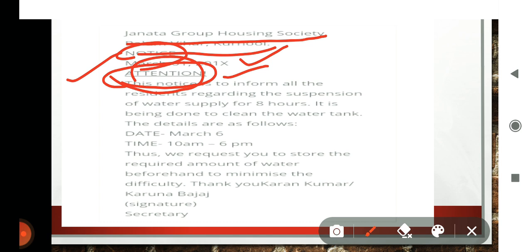This notice is to inform all the residents regarding the suspension of water supply for 8 hours, means for 8 hours water will not come in their locality. It is being done to clean the water tank. The details are as follows. Date will be 6th March and time will be 10 a.m. to 6 p.m. As mentioned in the question, the same formal thing you have to mention here in the notice. Thus, we request you to store the required amount of water beforehand to minimize the difficulty.